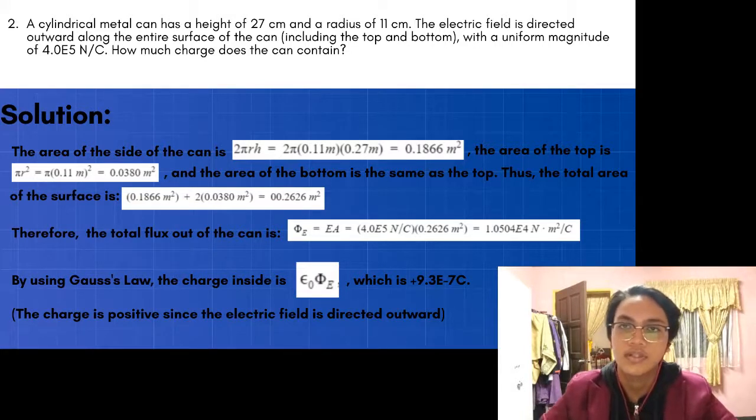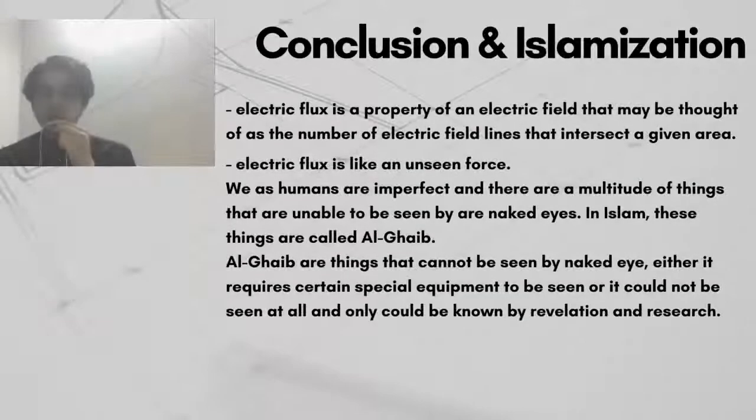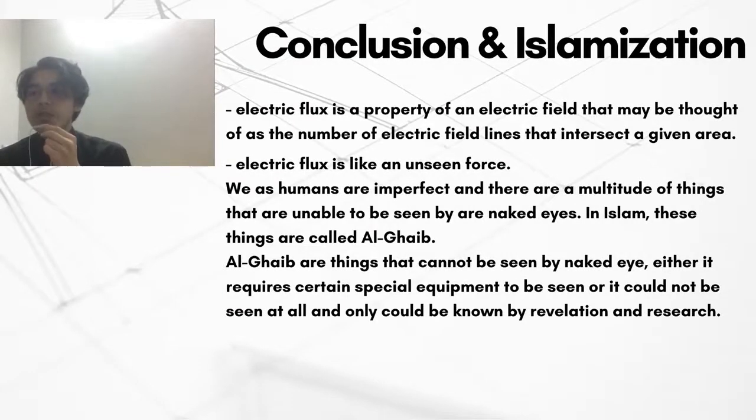It's relatively easy actually. As a conclusion, electric flux is a property of an electric field that may be thought of as the number of electric field lines that intersect a given area. Electric field lines are considered to originate on positive electric charges and to terminate on negative charges. If there is no net charge within a closed surface, every field line directed into the surface continues through the interior and is directed outward elsewhere on the surface. The negative flux just equals in magnitude the positive flux, so that the net or total electric flux is 0.